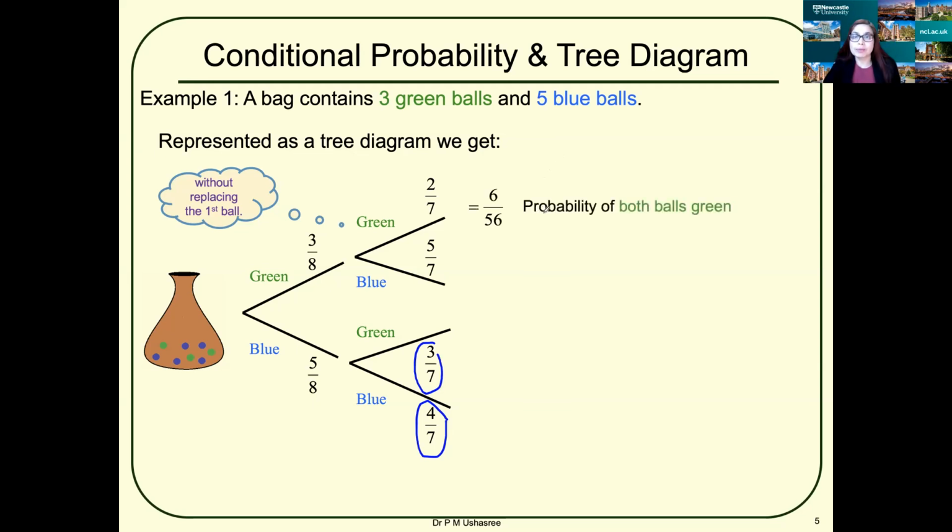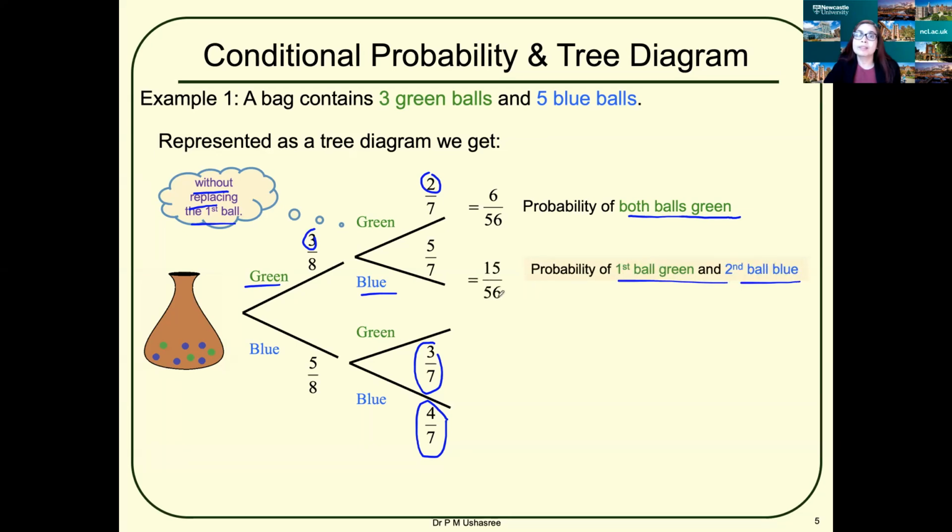So the probability of both balls green will be 3 times 2 over 8 times 7. So 3 times 2 is 6, 8 times 7 is 56. Now what is the probability of picking a green ball first and then a blue ball second, without replacing the first ball? It's going to be 3 times 5 is 15, 8 times 7 is 56, isn't it? So the probability of picking the first ball green and the second ball blue is 15 by 56.